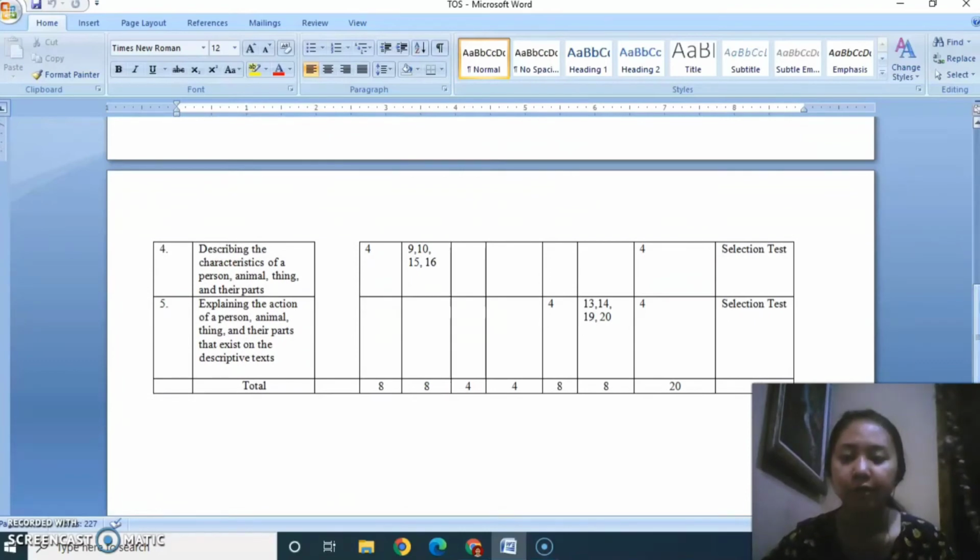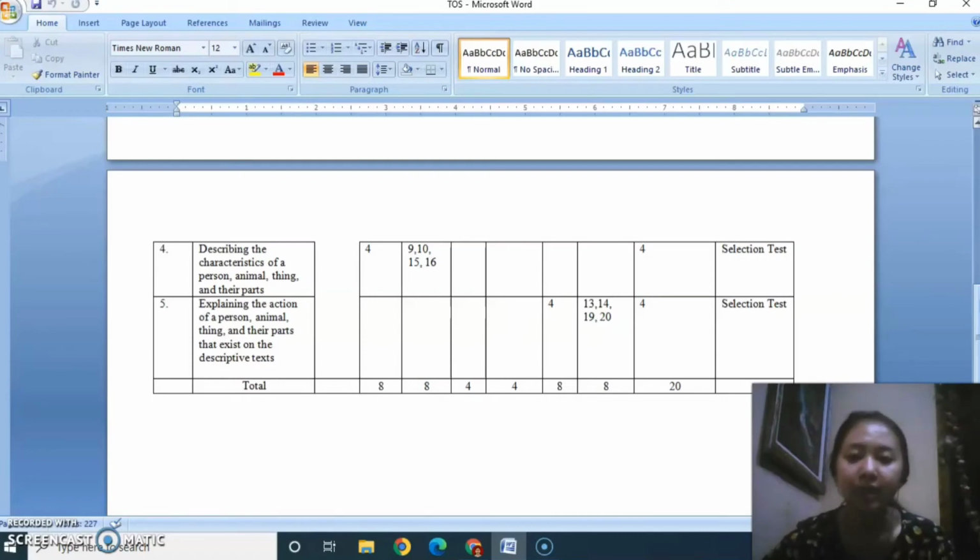Next, number 4. The objective or competency for number 4 is describing the characteristic of a person, animal, things, and their parts. The level of cognitive of this objective is easy because the students are asked to describe the characteristic in the descriptive text, and the total items of this objective is 4, which will be test number 9, 10, 15, and 16, where the type of the test is selection test or multiple choice.